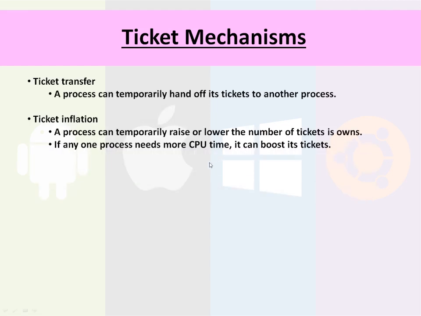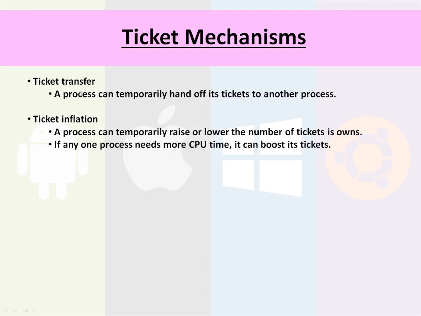Okay, so there are a few additional concepts that we need to look at in terms of tickets. That is ticket transfer. A process can temporarily hand off its tickets to another process. So a process can willingly say, you know what, you've allocated me 100, but I don't want all of that. I'll just take 25 and you can take the other 75.